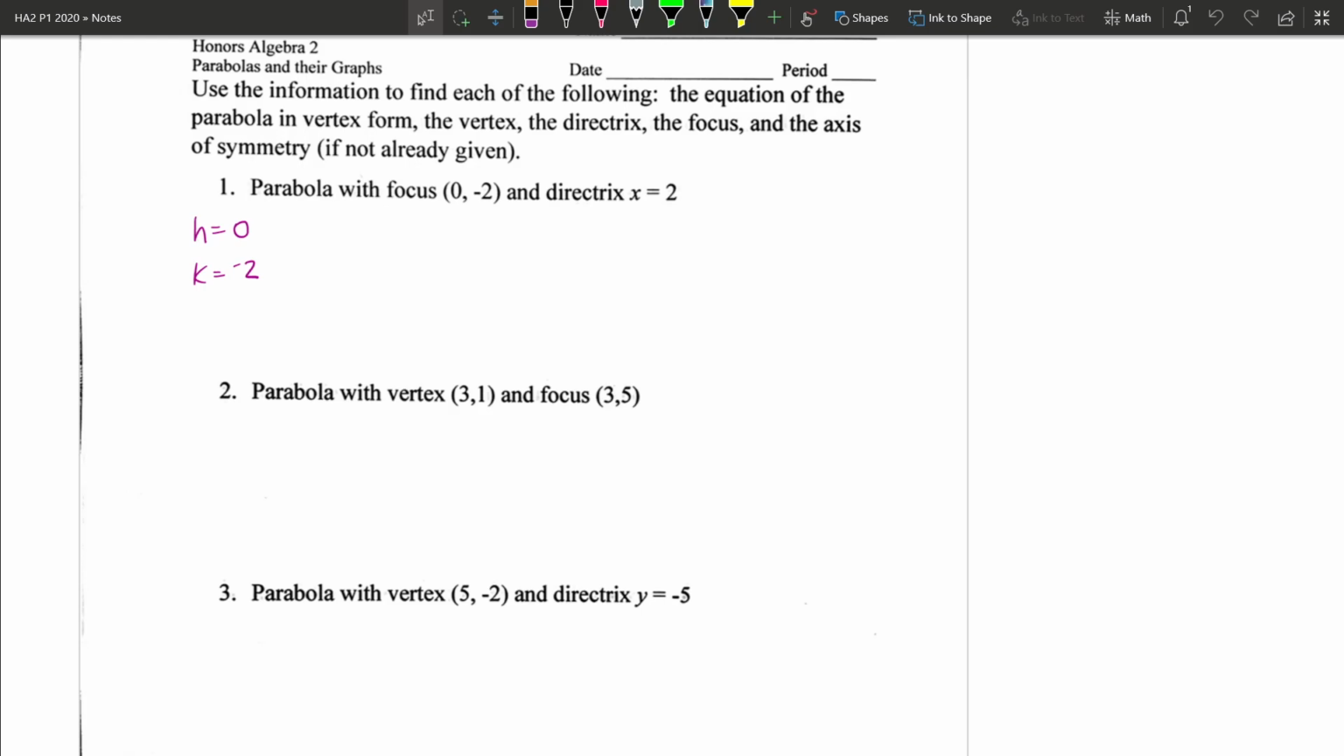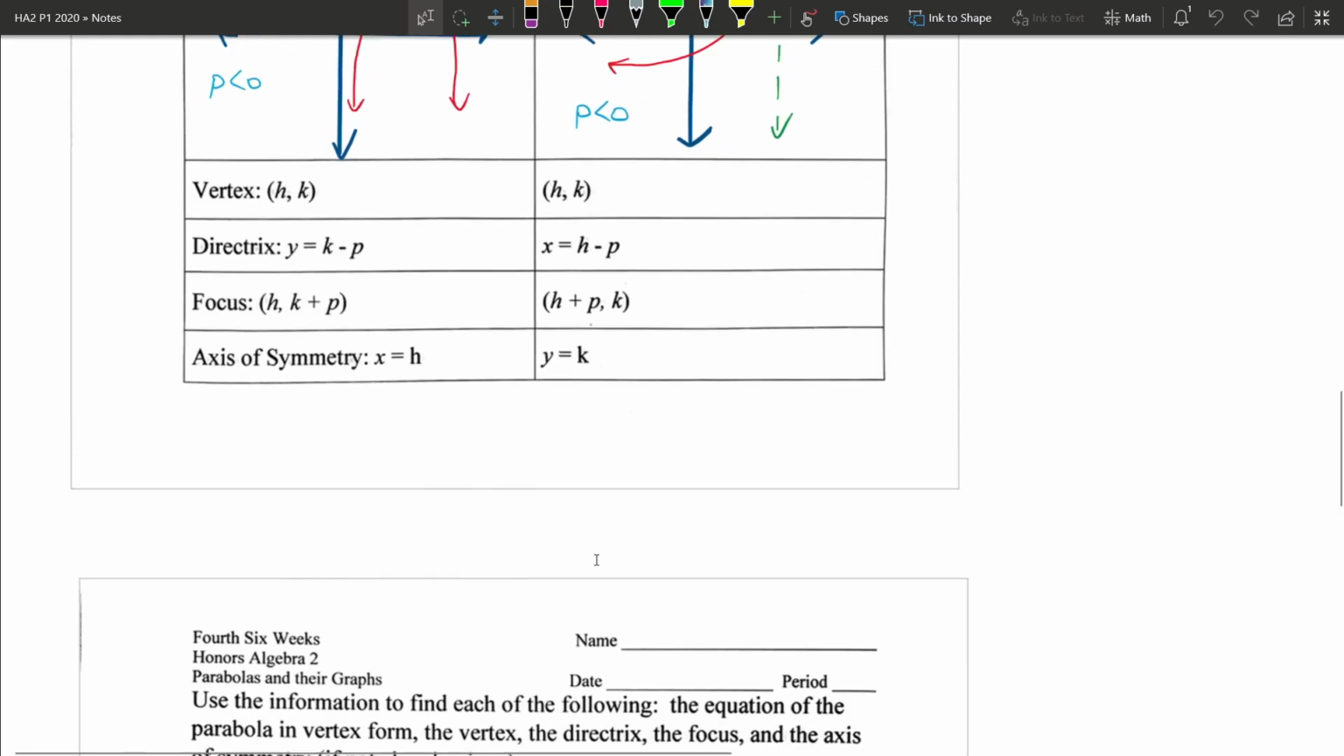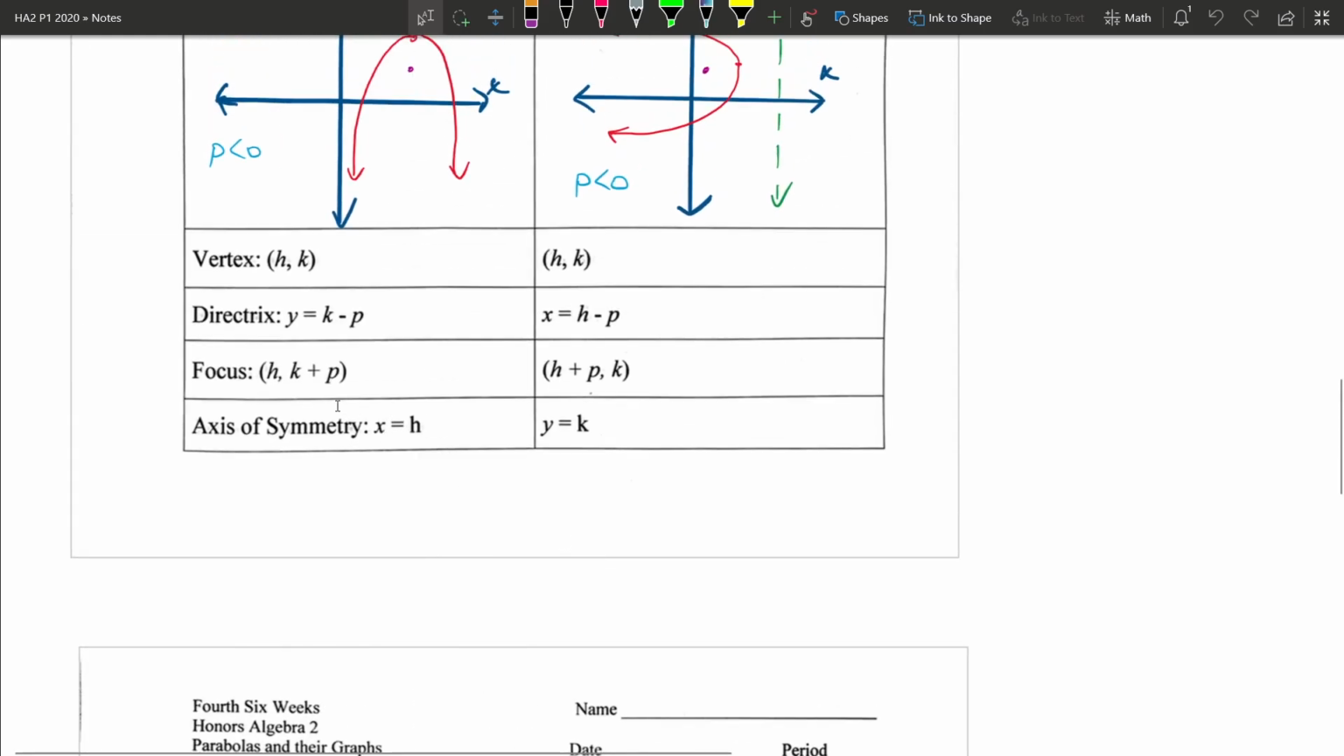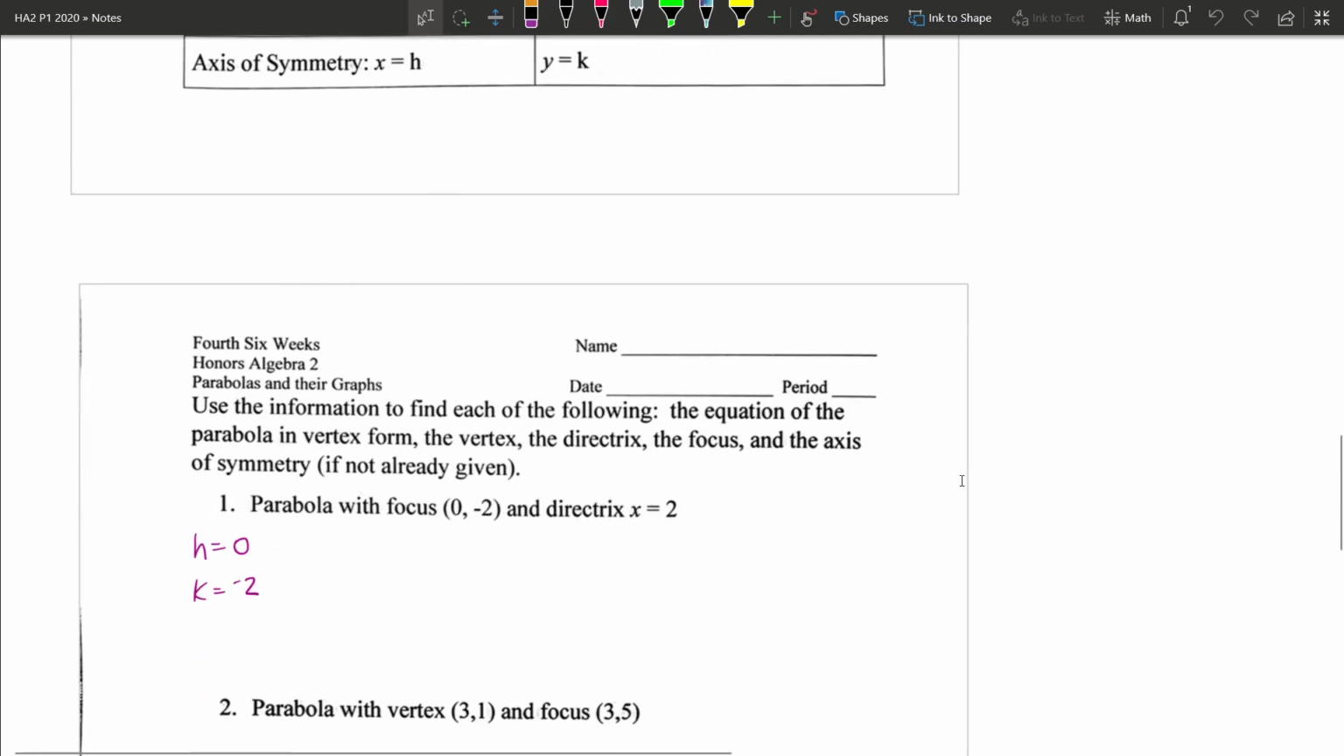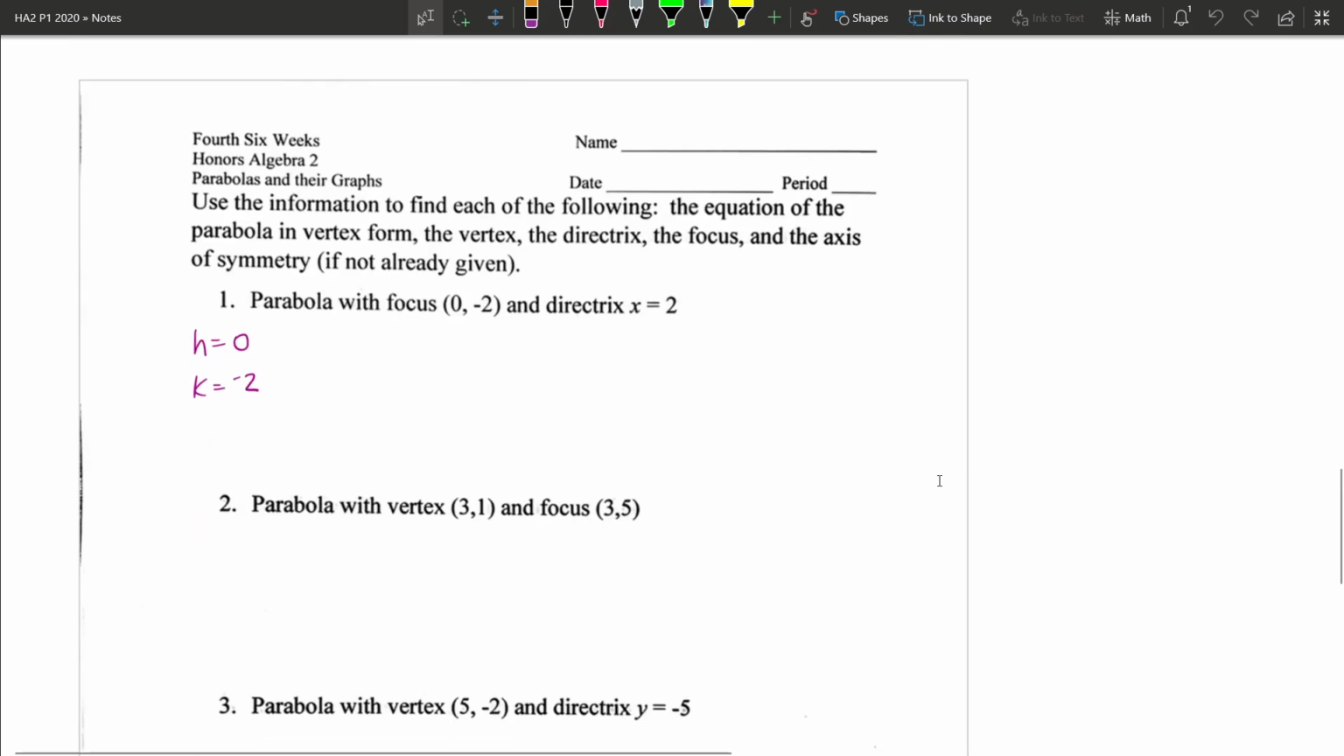All right, so what I'm now going to do in my brain is try to figure out, is this a vertical parabola or a horizontal parabola? Since my directrix is an x equals, we're going to assume that this is a vertical parabola. So what I'm doing up here, x equals, x equals. Oh, no, this is a horizontal parabola. Look at me being dumb. This should be a horizontal parabola.